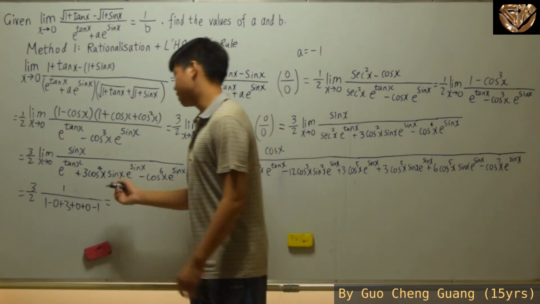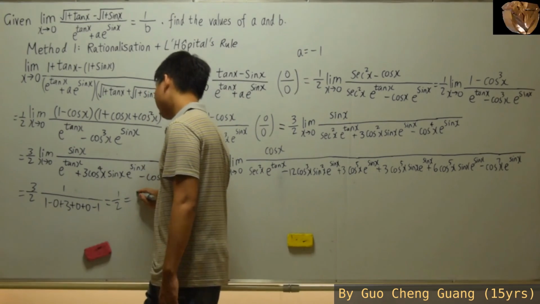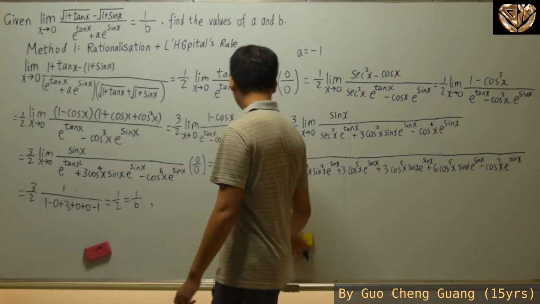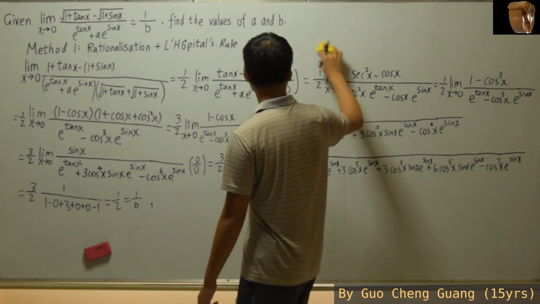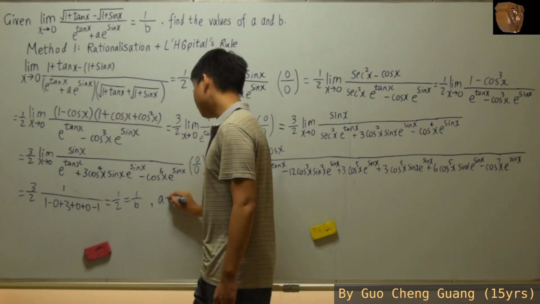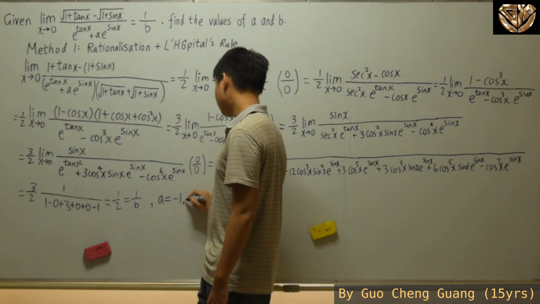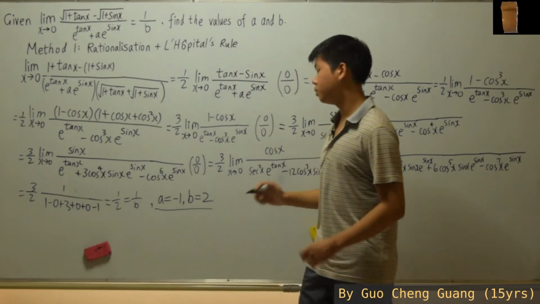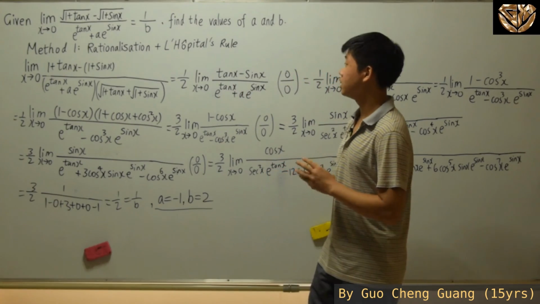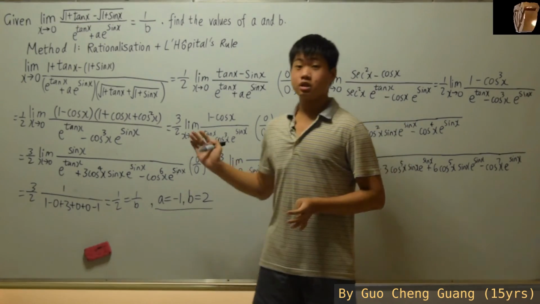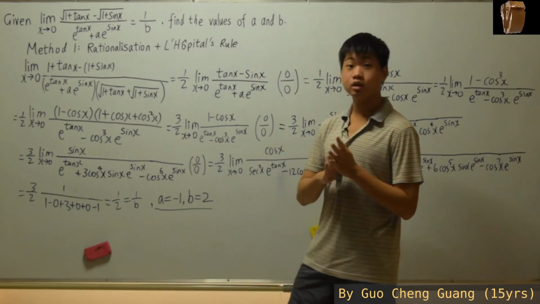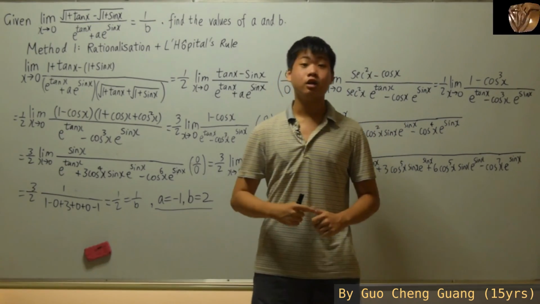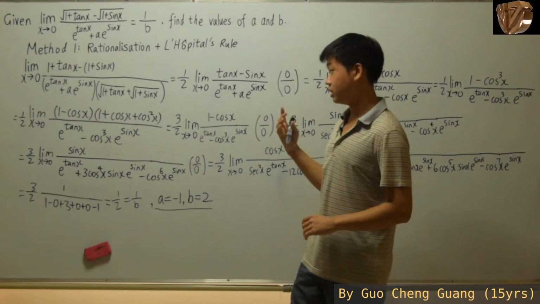Now, there should be some simple math, which will give you 12. And since we're given that this is 1 over b, which means, in all, our answer is a is equal to negative 1, b is equal to 2. Right, so this part here will be our final answer for this example. So this is just method 1, which seems quite a bit complicated, combining both rationalization and L'Hopital's rule. But in fact, L'Hopital's rule, you have to use it 3 times.